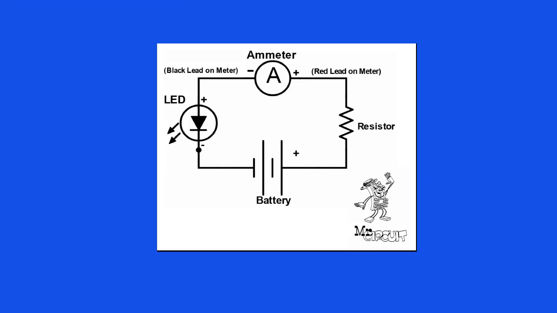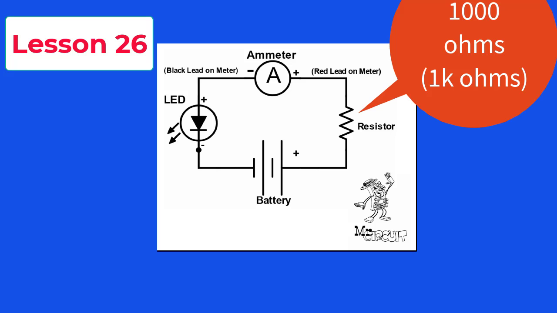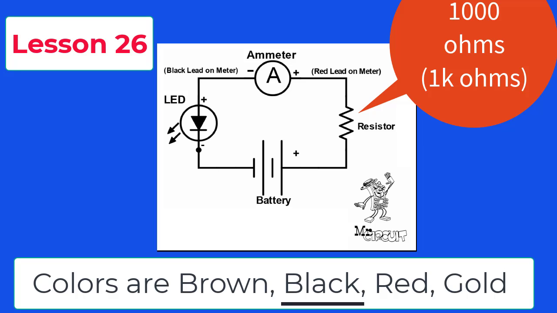Now let's do lesson 26, where we measure the current in the same circuit with a different resistor. Here we change the resistor value to a 1000 ohm resistor. What are the colors on the 1000 ohm plus or minus 5% resistor? Answer: brown, black, red, and gold. A 1000 ohm resistor is also known as a 1K resistor.